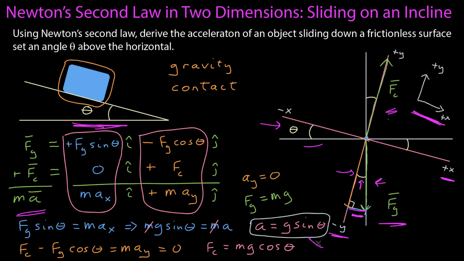It does, because as theta goes to 0, then the acceleration goes to 0. It won't be moving if the incline is flat. Whereas if theta goes to 90 degrees, you now have free fall. The acceleration is just g.